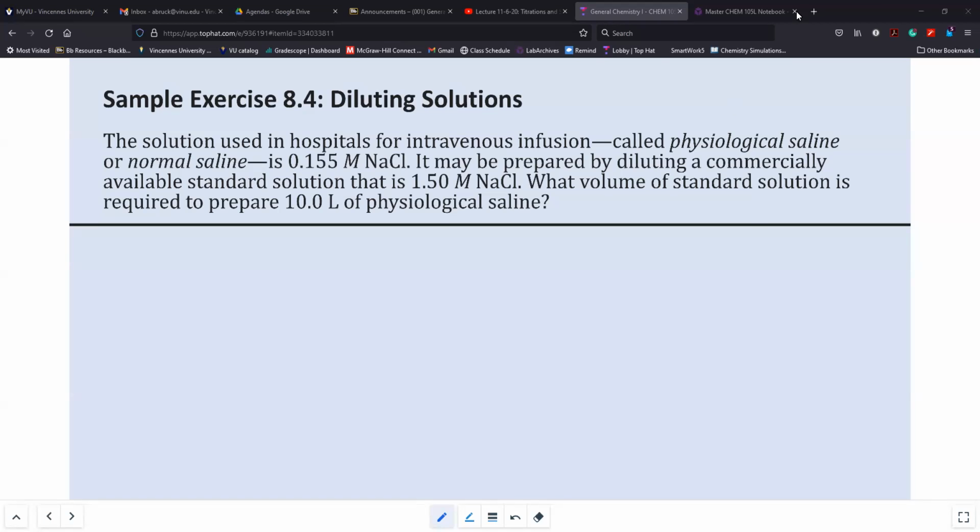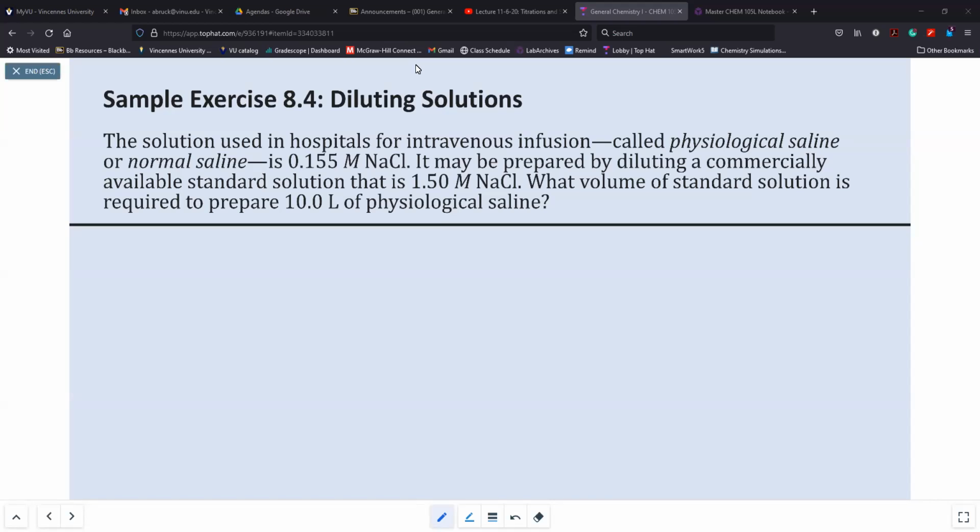The first one here is a dilution problem. In this dilution problem, we are using intravenous saline, physiological saline, which is 0.155 molar sodium chloride. Now, this comes from a stock solution that is 1.5 molar sodium chloride. The question is this: what volume of standard solution do we need to make 10 liters of physiological saline?